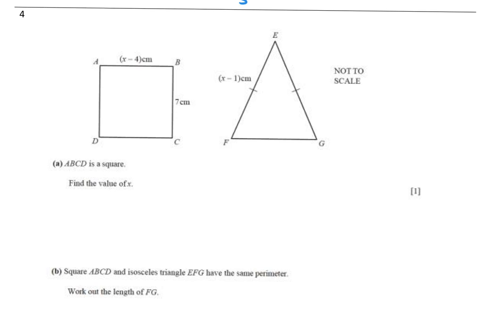Sir, it's 11. Yes, because sides in a square are equal. So x minus 4 equals 7. So transpose negative 4 to the other side. So x equals 11.